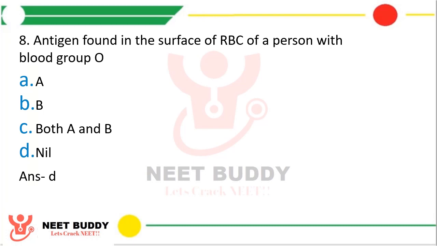On the same basis, AB blood group acts as a universal recipient because it contains both antigen A and B, but the plasma doesn't contain any antibody. So neither anti-A nor anti-B is present. So AB acts as universal recipient, receiving blood from all the blood groups, and O acts as a universal donor and can donate blood to all blood groups.